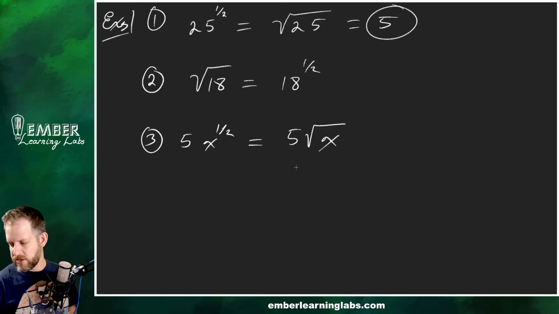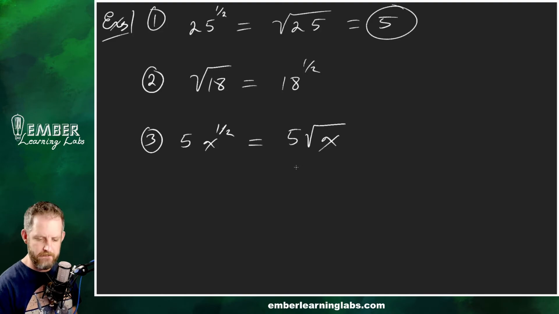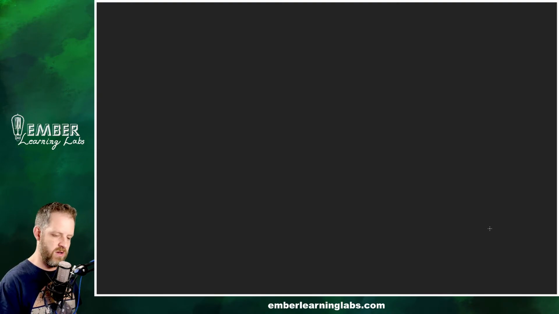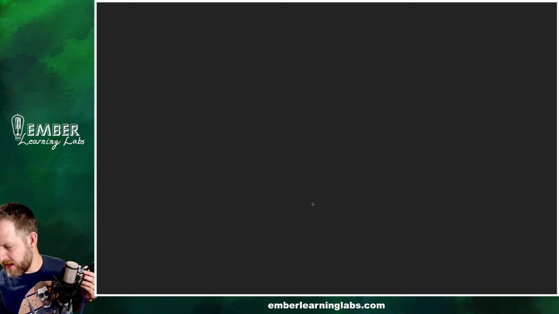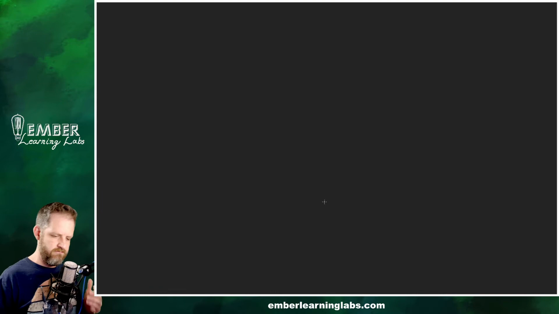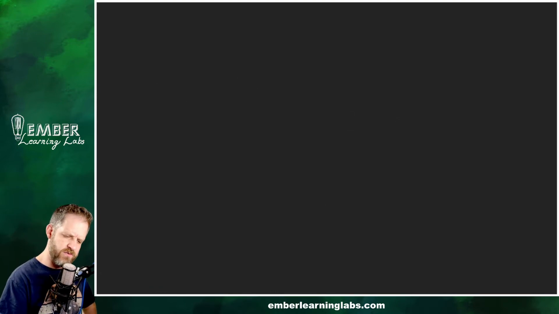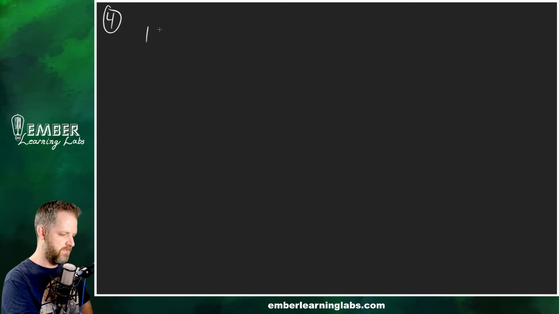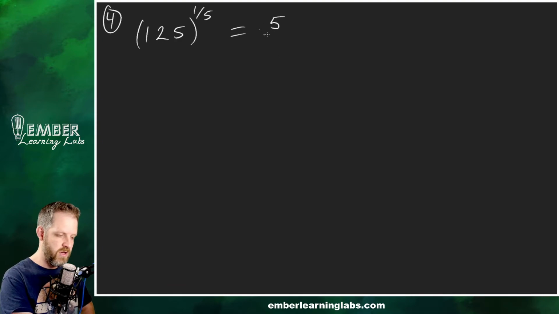Okay. This time we're going to just look at simplifying radicals. Example number 4. Let's do 125 to the 1/5. Okay, so we're going to find the 5th root of 125.